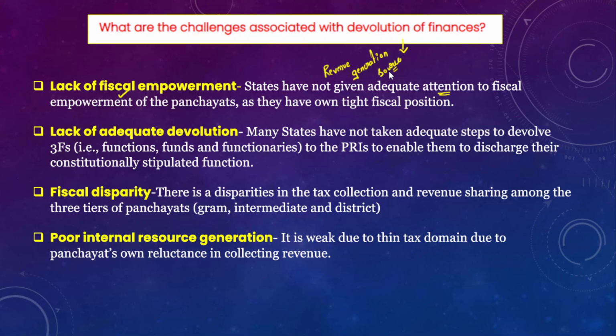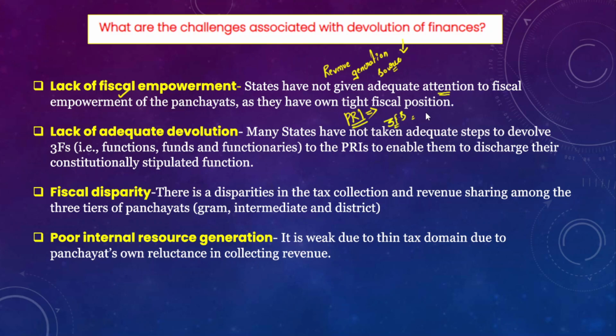After that, a very popular term that is extensively used when we write anything about the Panchayati Raj institutions: these institutions were not adequately empowered when it comes to providing the 3Fs. So what does this 3F signify?